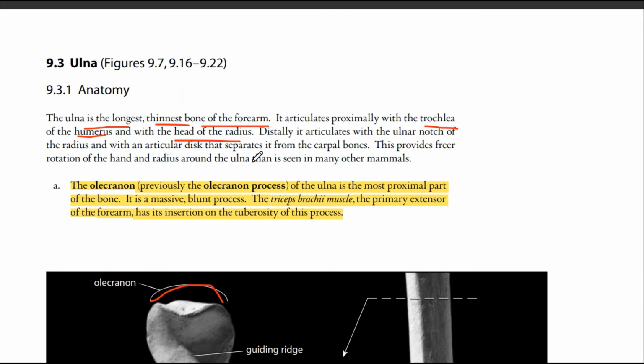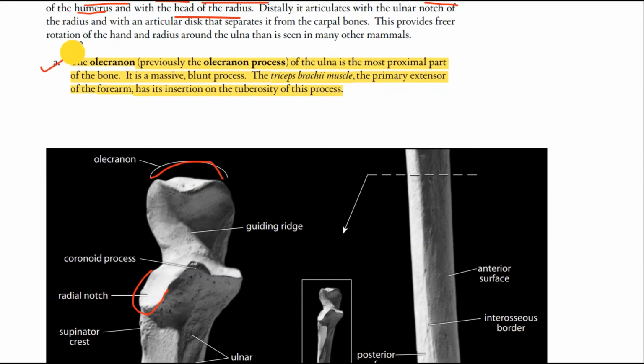Okay, now the most important thing here is the olecranon process. The olecranon process of the ulna is the most proximal part of the bone. It's a very massive and blunt process. Again, it is an attachment for the triceps brachii muscle, the primary extensor of the forearm, which has its insertion on the tuberosity of this process.